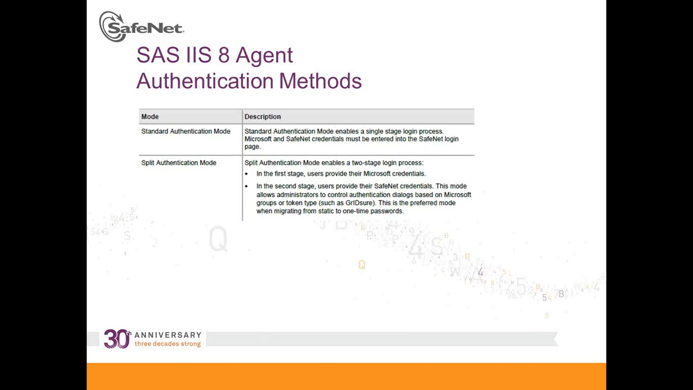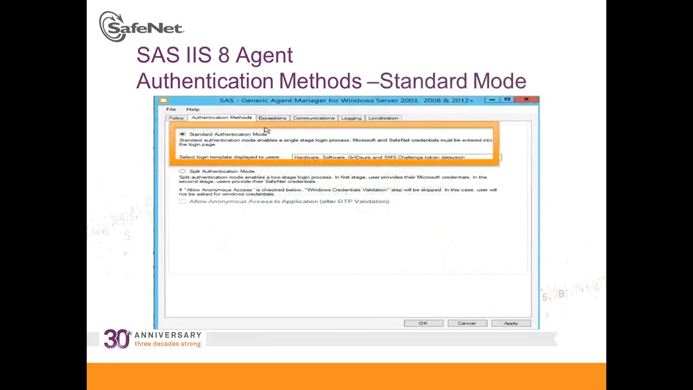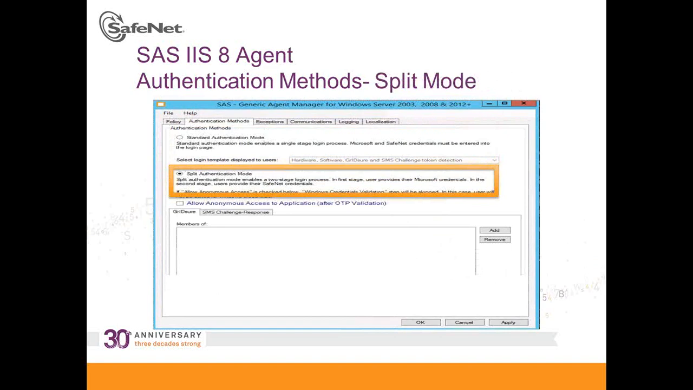So in a standard authentication mode, for example, if I'm protecting some type of mail, like OWA, normally I have the ability to enter a username and domain password. When I turn on one of these agents, I would then be prompted for username, domain, password, and OTP, which is my standard mode. Again, we can support the different templates for the users based on tokens. And then we also support split, which is effectively a two-stage. So I first provide my Microsoft credentials, and then in the second stage, I provide my SafeNet credentials.